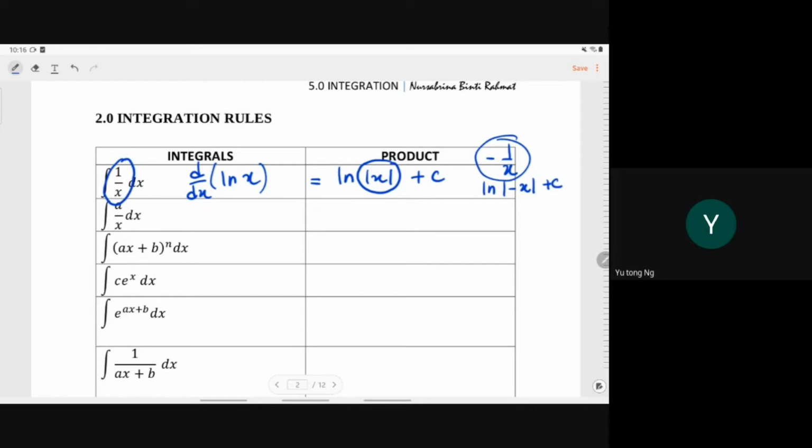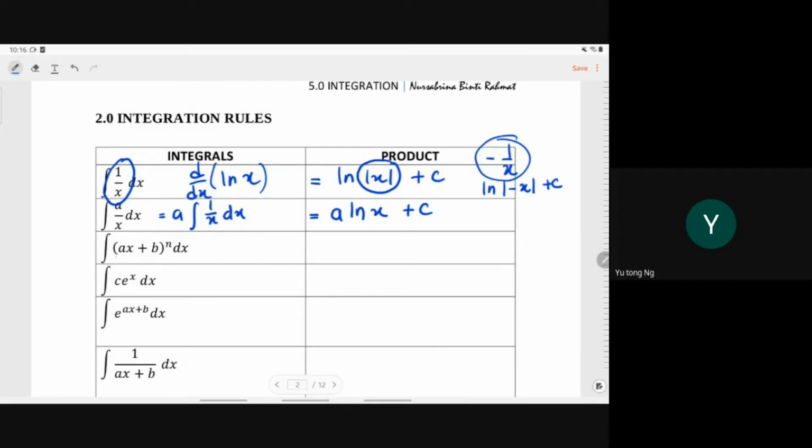And then when we integrate a over x dx, we take out the a, which equals a times the integral of 1 over x dx. The integral of 1 over x is ln|x|, so it equals a ln|x| plus c. This can also apply when a equals -1, so you get negative ln|x| plus c, something like that.